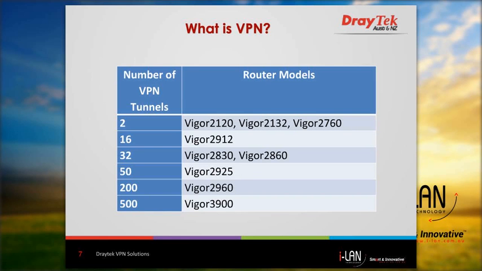Here we've got a list of the DrayTek routers that support VPN tunnels. You can see the number of VPN tunnels supported is determined by the router model. VPN tunnels start at two VPNs for the low-end routers. As you can see from this table, the number of VPN tunnels available starts from 2, 16, 32, 50, 200 and up to 500 VPNs for the 3900 router. Many businesses will select a suitable router based on the number of VPN tunnels that are required.